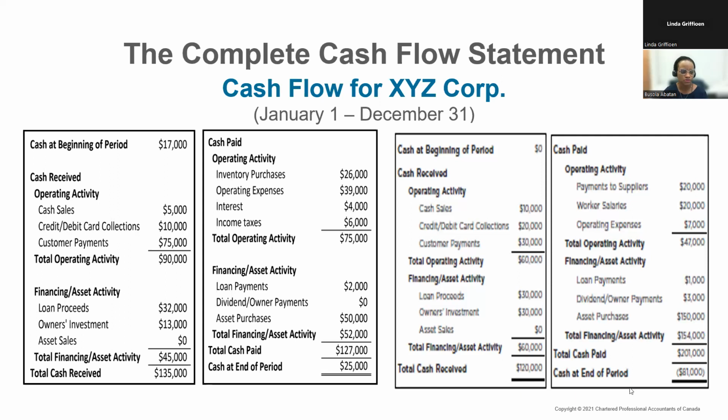Even if you are profitable, if you look at this business now, they're making profit from their operating activities, like the example that Linda mentioned. They have sales of $60,000 and they paid out $47,000. So if you take the operating activities, you can see that they probably have a profit of $13,000. But because they had so many other things going on, they end up with a negative cash of $81,000. And sincerely, a business like this could collapse, even though they're making profits.